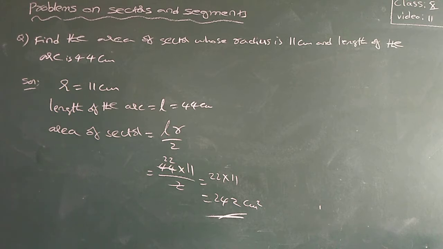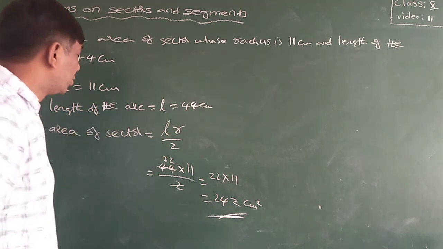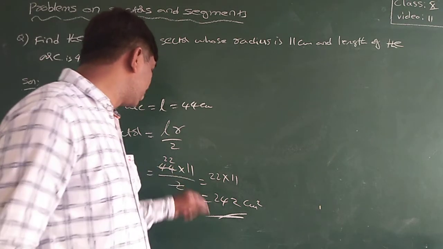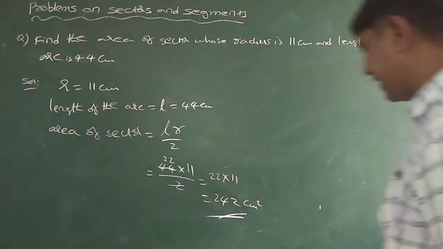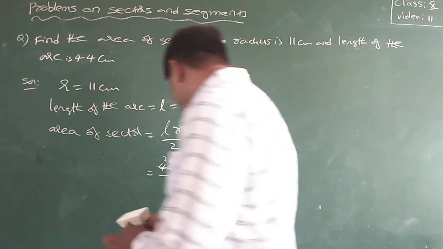Radius is 11 cm, length of the arc is equal to 44 cm. Area of the sector is equal to L R by 2. That is 44 into 11 by 2. 2 twos are 22, 11 into 22 is 242. Check once again the calculations, the multiplications and the simplification part.